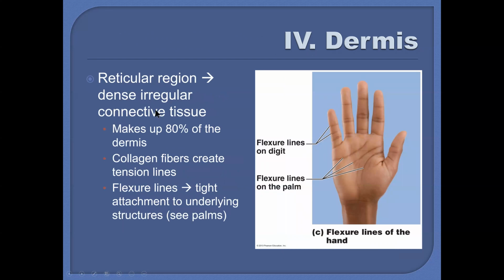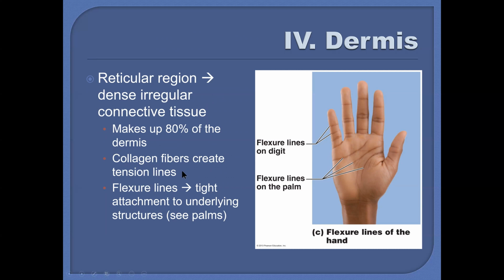In the reticular region, we have dense irregular connective tissue. When we talked about connective tissue, we had dense regular connective tissue, which had parallel fibers in a row. These were in ligaments and tendons, where the tension is in one direction. We had dense irregular connective tissue where the fibers were in a haphazard arrangement because the forces of tension were in all directions. So the papillary region is made primarily of areolar tissue, and the reticular region is primarily made of dense irregular connective tissue, 80% of the dermis.